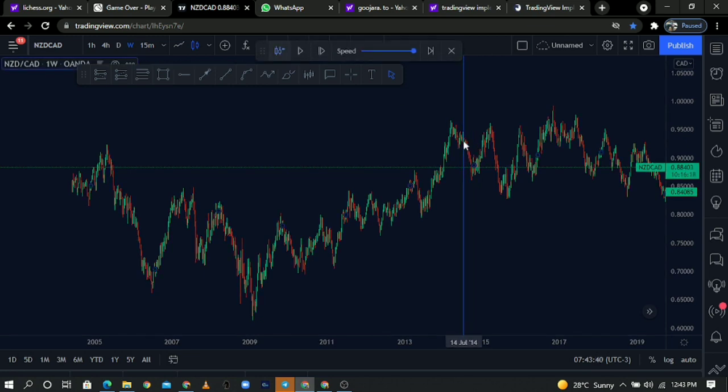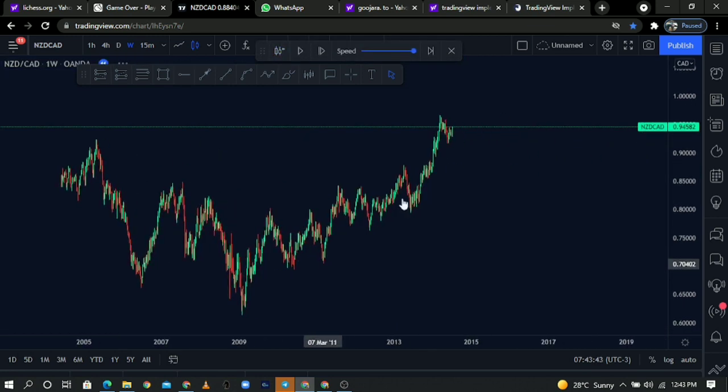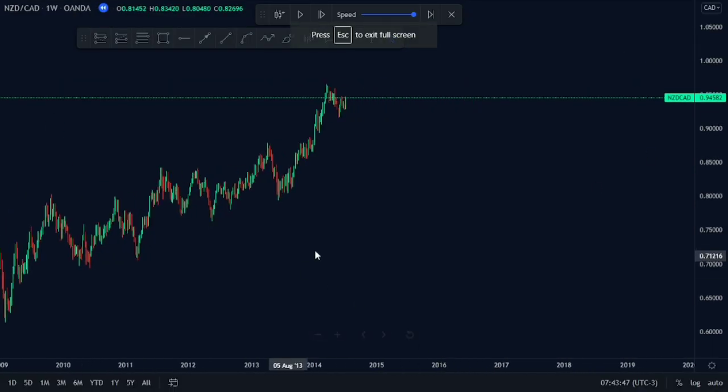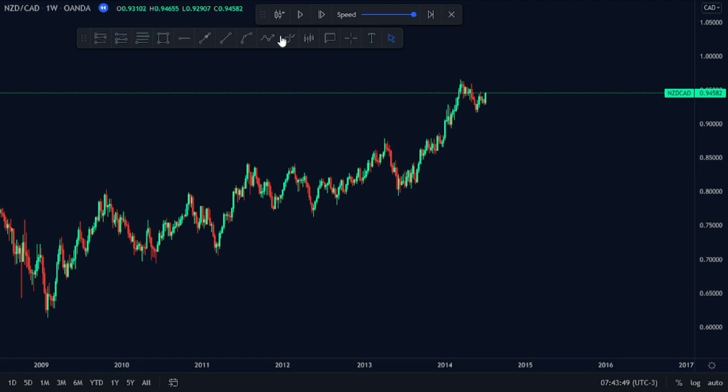Let's say initially we had an uptrend, right? So now let's identify our trend. This is basically what? An uptrend. This is an uptrend. Okay, sorry about that one. This is an uptrend.